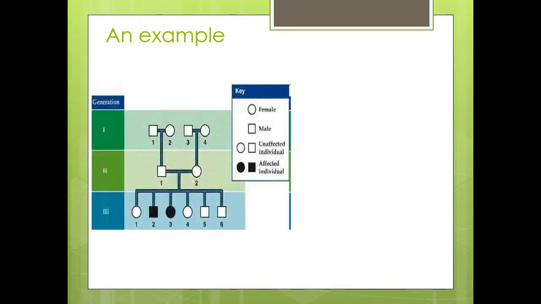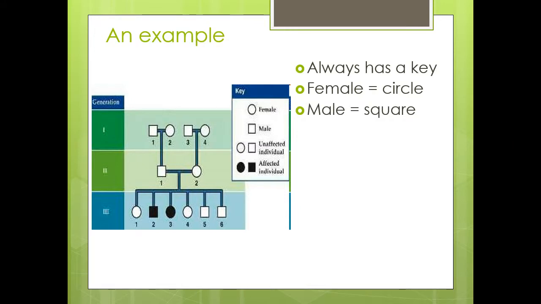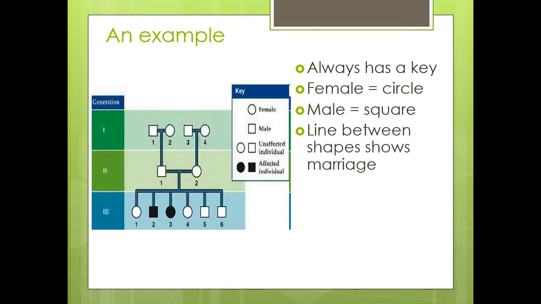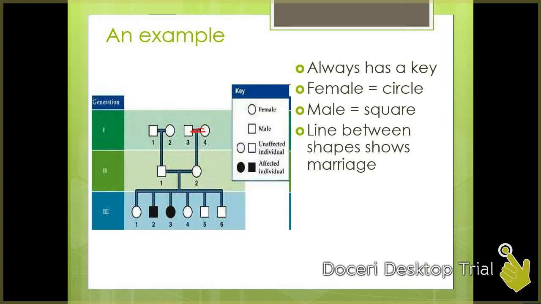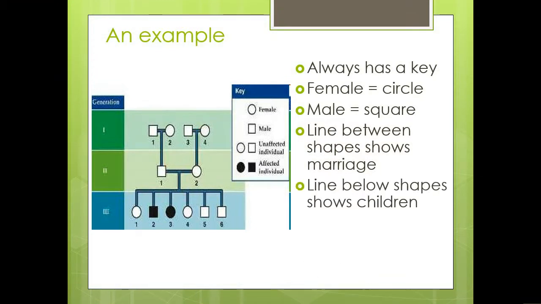Let's take a look at that pedigree again and kind of break it down. The pedigree always has a key. For a pedigree, a female is always represented with a circle, and a male is always represented with a square. A line that is drawn between two shapes represents a marriage line. So this line here and this line here means that this male and this female married and had children. Any lines that extend down from that would be attached to their children. The line below the shapes shows the children that they had.